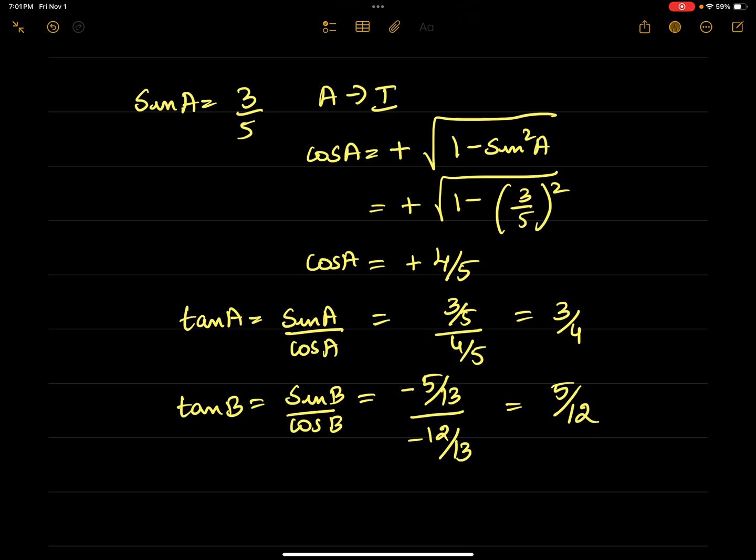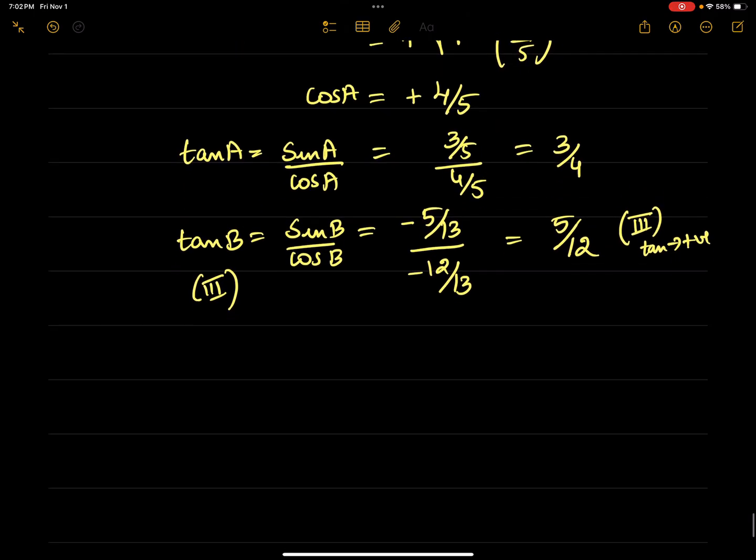See how accurate this is. B is in the third quadrant. So tan is positive in the third quadrant, correct? So in third quadrant, tan is positive. So we got a positive value here. So now we have all the trigonometric functions we need. Let's start applying the formula.